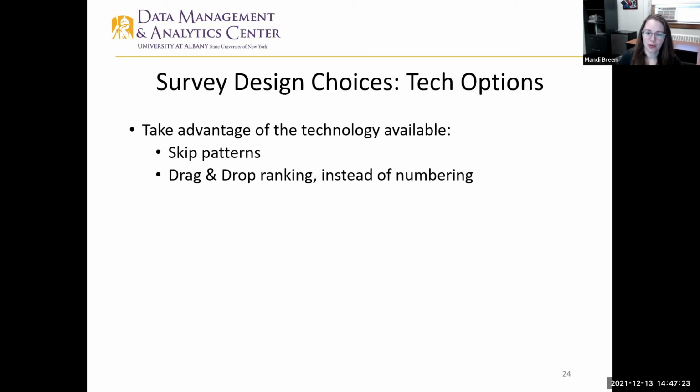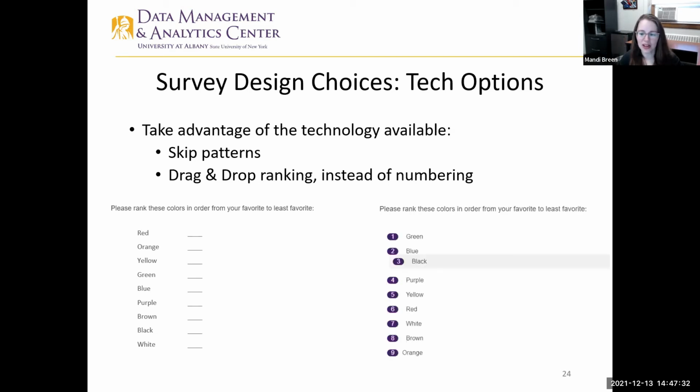Also use drag and drop ranking instead of just numbering. This is something that Qualtrics allows where you can literally just click and drag rather than in this first example, you see where you'd have to enter in by hand. Red is my most favorite. That's the number 1. Purple is my second. Then you have to kind of figure out what numbers you've used and not used. It's so much easier with the dragging and dropping because it reorders the numbers for you every time. So you just have to make sure they're in the right order and the rest is done for you. And then when that data is exported for you later on, it's also much easier to analyze because all of that has been done for you up front.